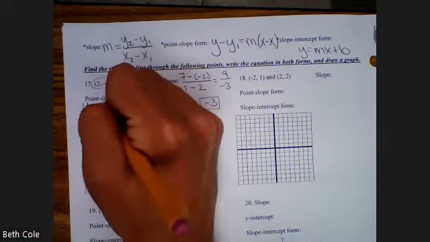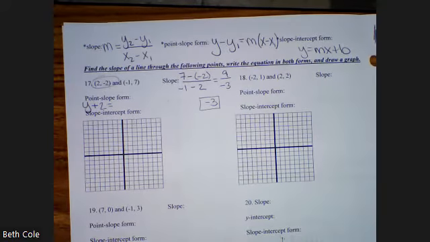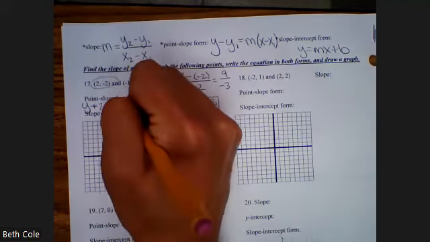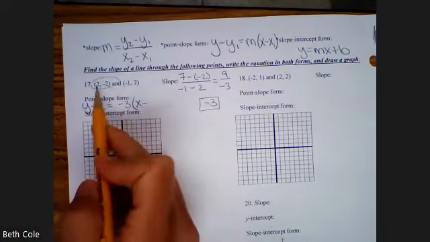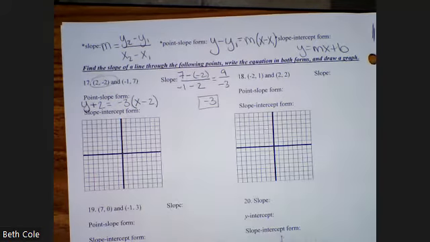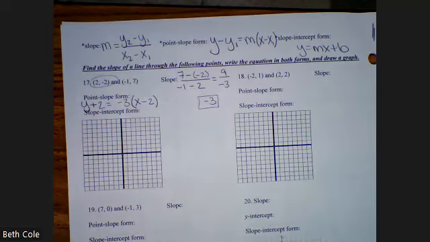Y minus -2. So y plus 2 equals slope, which we just found, -3. And then in parentheses, x minus the x part of your point, which is 2. Hey, Ms. Cole, what if I use the other point? That's fine. It doesn't matter. You can use either one.